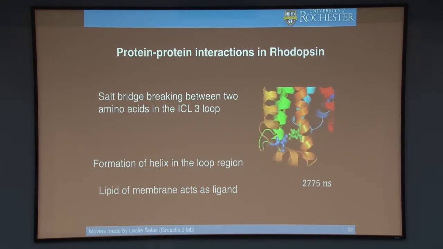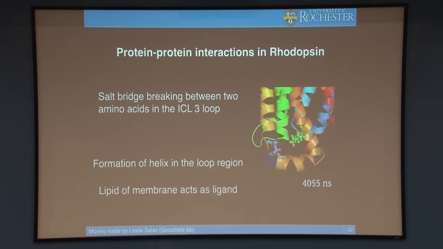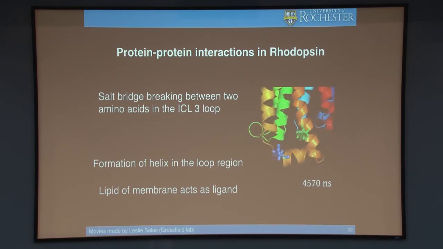This is important because this shows that the lipids in the membrane are actually acting as a ligand for the protein to change its shape. This was something that our lab studied, which is hard to do through experiments because it's such a minute detail. But it's important because we want to know how this protein is responsible for vision, so we want to know all the states it goes through.